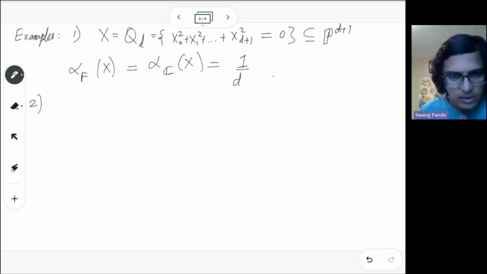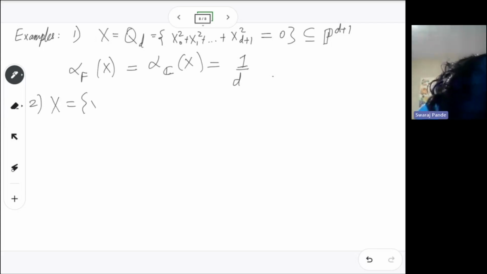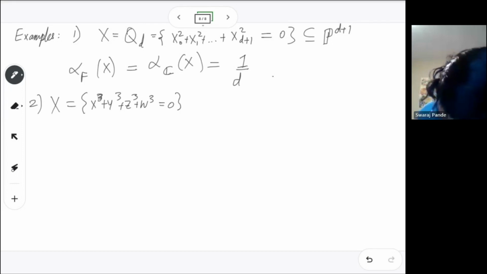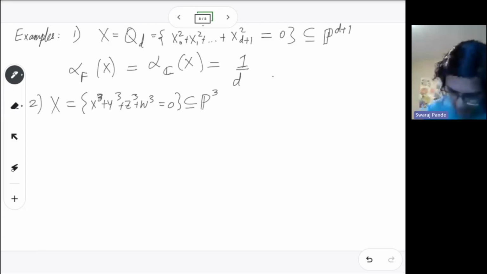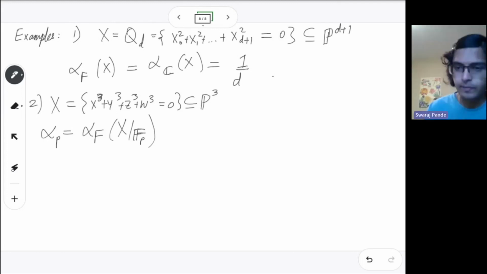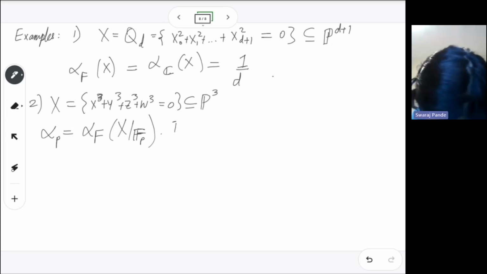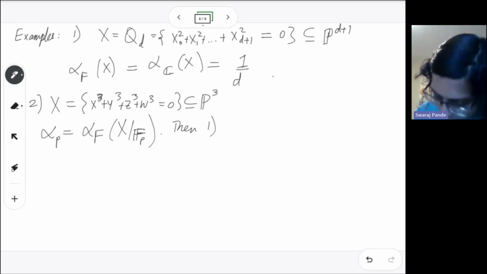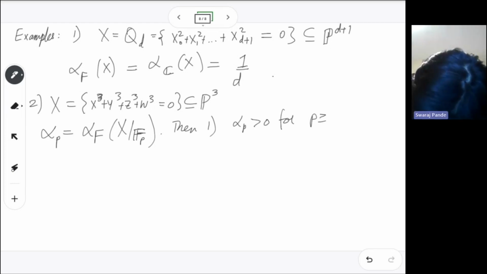The second example we can do is a diagonal cubic surface in P3. Here we don't know the precise value, but we know the following facts. Let alpha p be the alpha invariant of X over F p. We can use the same equation over any p. What we know is that alpha p is bigger than 0 for p at least 5.